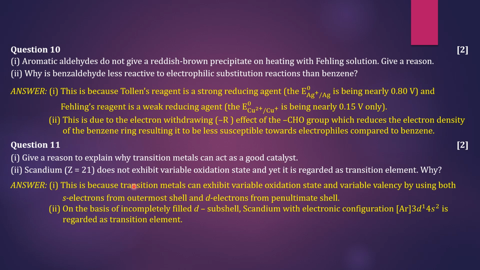Next question is, scandium does not exhibit variable oxidation state, yet is regarded as a transition element. If you see the definition of transition element, earlier I said for the case of zinc that it is not a transition element. The condition to become a transition element is an incompletely filled d subshell, and it is there for scandium as it has 3d1, one electron in the 3d subshell. So that is an incompletely filled d subshell, not d10, not d0. So scandium is also considered a transition element.